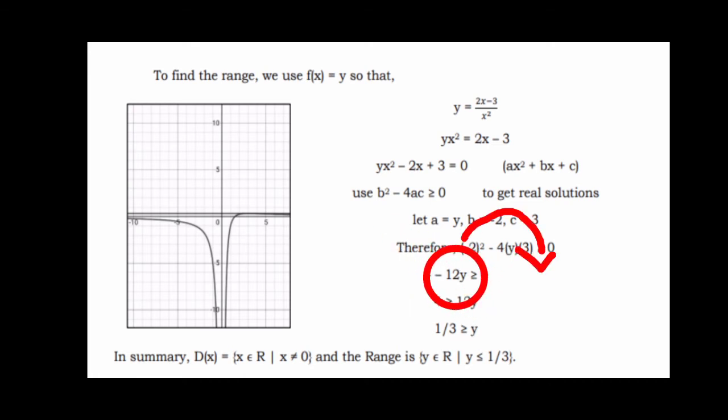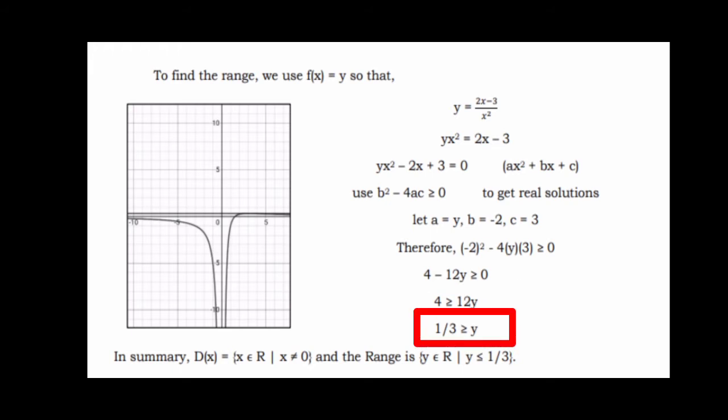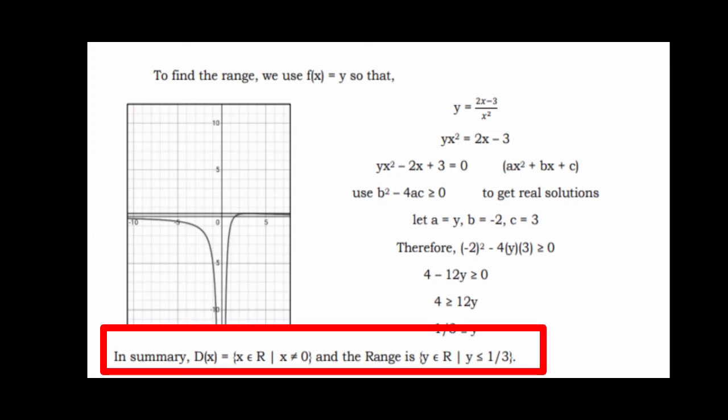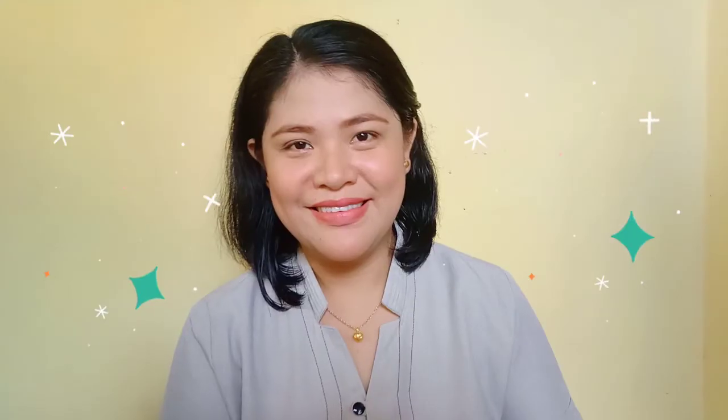Transpose negative 12y to the other side of the equation, and it becomes positive 12y. Dividing both sides by 12, you will have 1 over 3 is greater than or equal to y. In summary, the domain is x, an element of all real numbers such that x should not be equal to 0, and the range is y, an element of all real numbers such that y is less than or equal to 1/3.